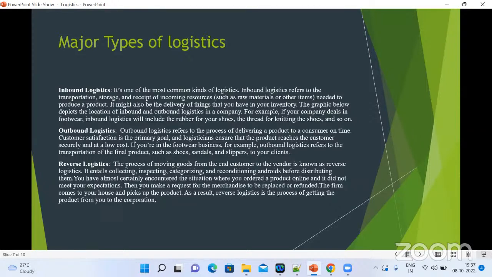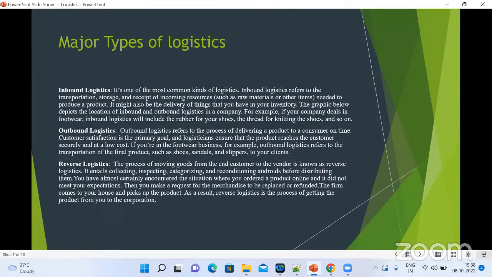Outbound is whatever output we get from the company, like the shoes, as I mentioned. So it is output logistics. All this output will be sent, depending on the order, and reaches the customer based on their order.